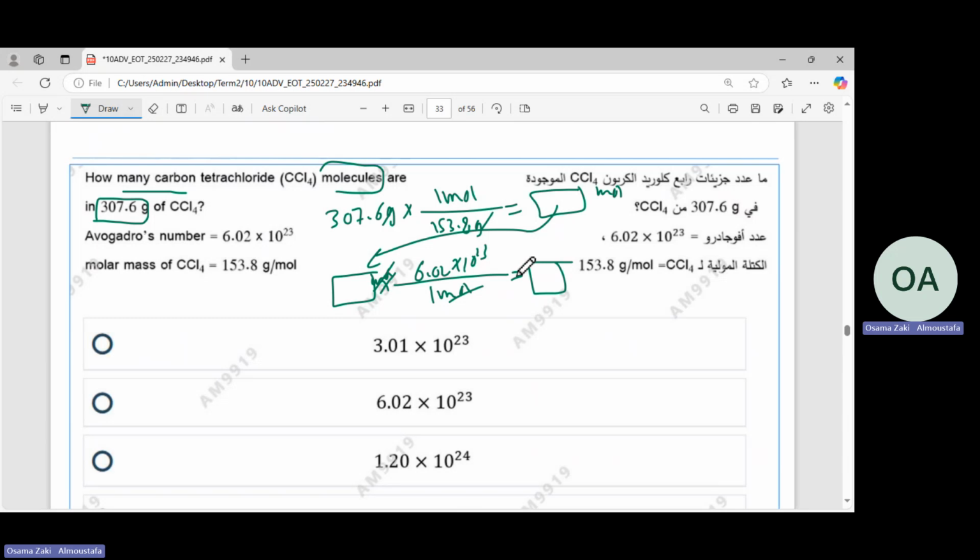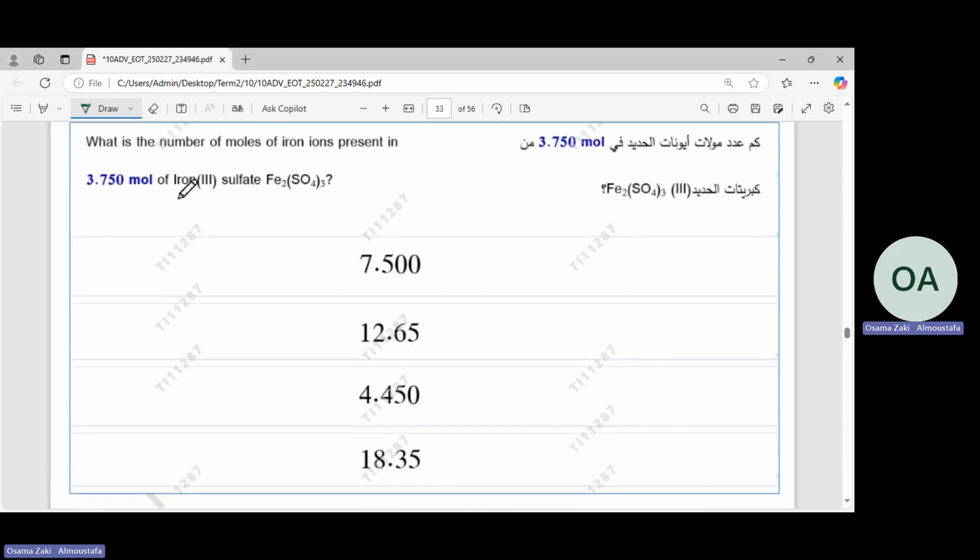So this is the question here. What's the number of moles of iron ions present in this? Okay, so they want what? The number of moles of iron. So look how to find it here. They said what is the number of moles, and here we have mole. So look, mole to mole.